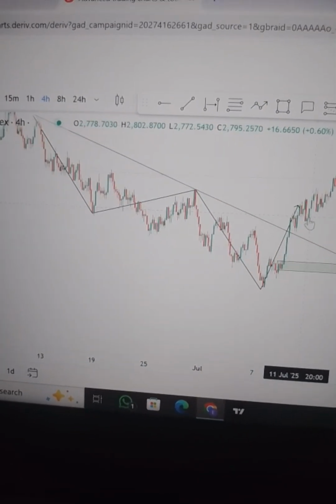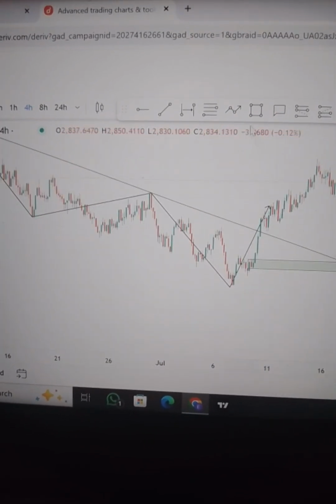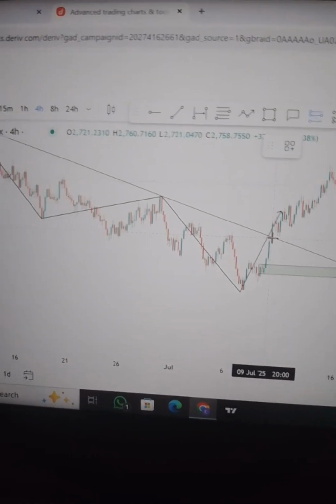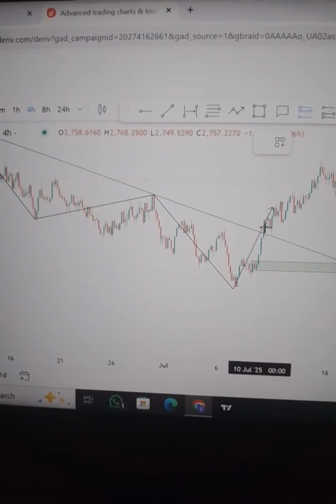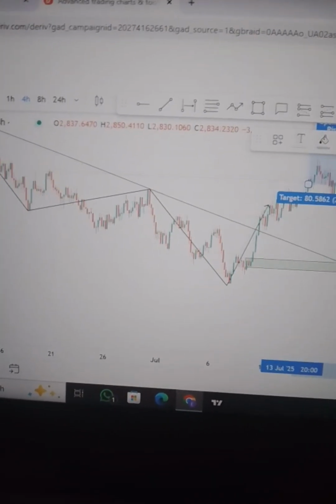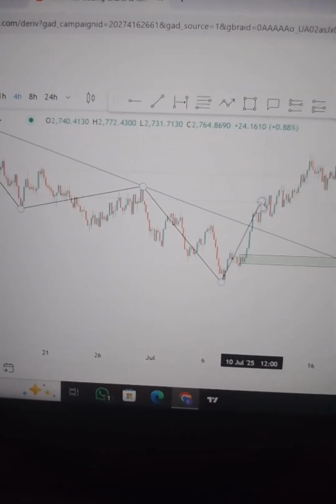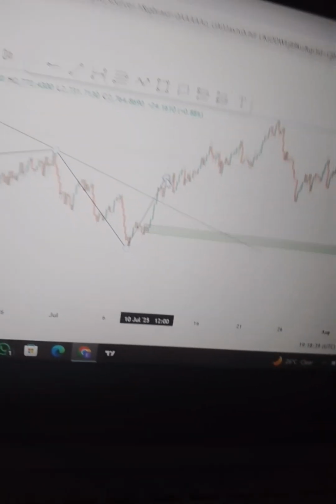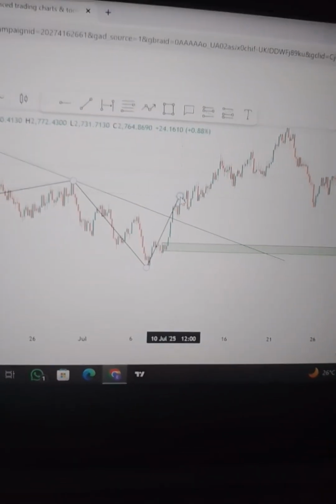Look at the reason I say I don't like SMC. Some people will be selling from here because the market has touched here. For me, I don't care. I don't actually understand ICT that much. I always trade with SMC. I understand SMC very, very well.